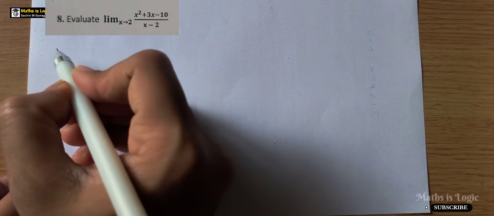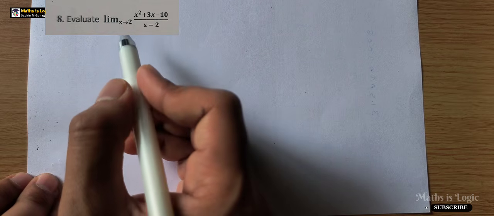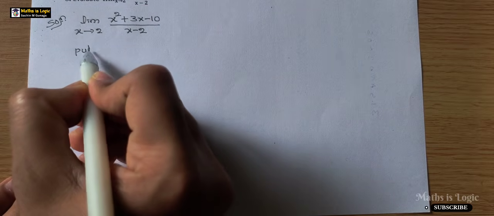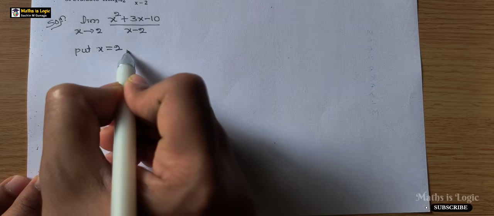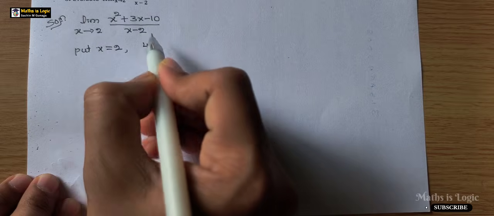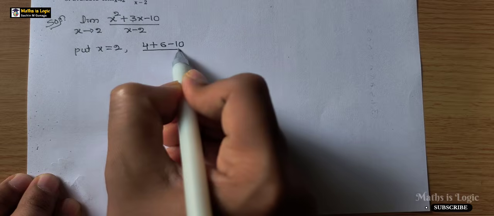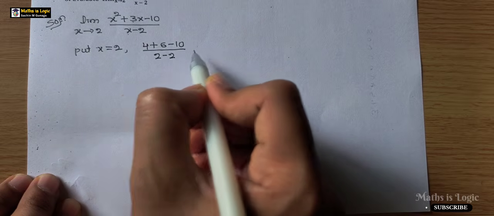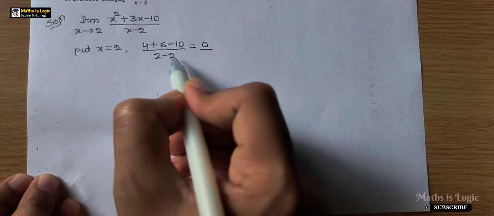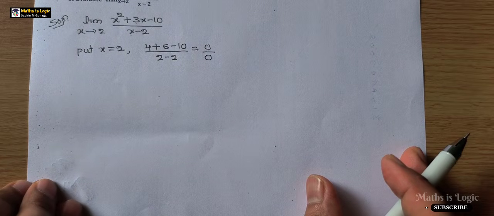Next, eighth one: evaluate the limit as x approaches 2 of x square plus 3x minus 10 divided by x minus 2. So write that given question. In the first step, wherever x comes, substitute 2, and check whether you are getting 0 by 0 or not. So first, x is equal to 2. 2 square is 4 plus 3 into 2, 6, minus 10, divided by the denominator 2 minus 2. So 4 plus 6 is 10, 10 minus 10 is 0, divided by 2 minus 2 is also 0. So we are getting 0 divided by 0.